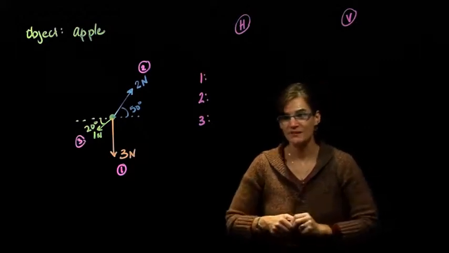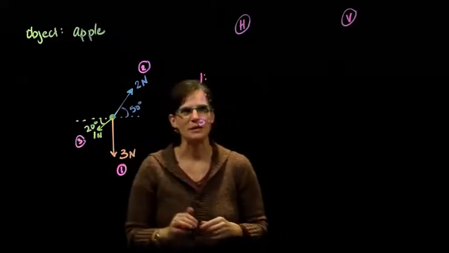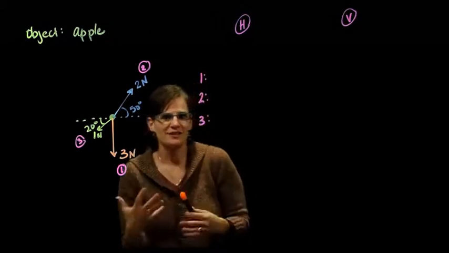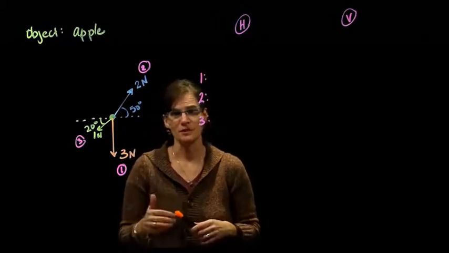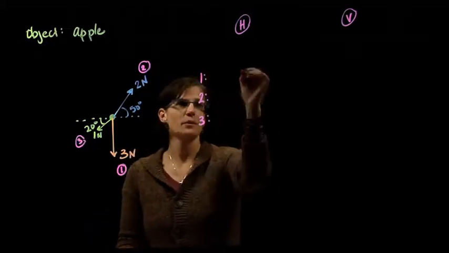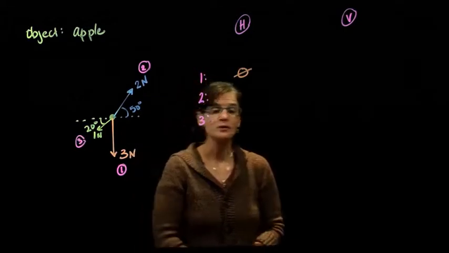All right, so let's look at vector 1. Vector 1 is pointing straight down with a magnitude of 3. Does it have a horizontal component? Is there any to the right or to the left element of how I might describe that vector? No, there isn't. So the horizontal component of vector 1 is 0. And what about the vertical component?